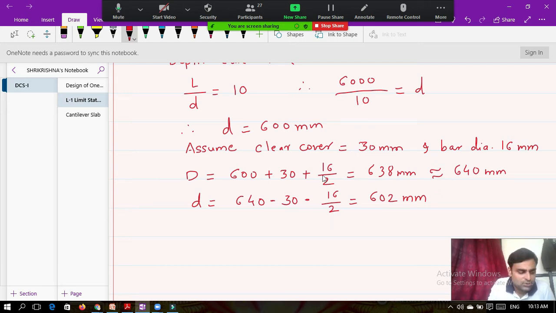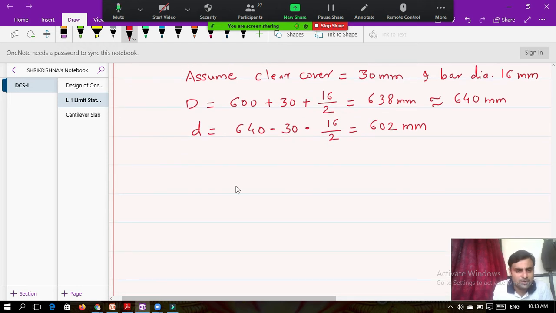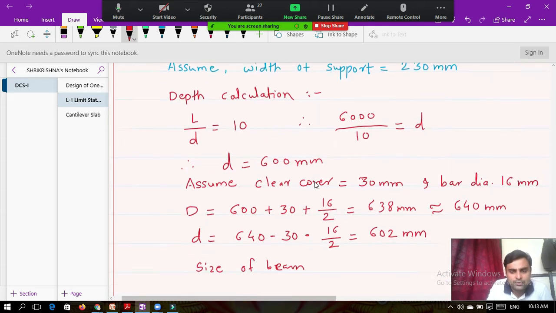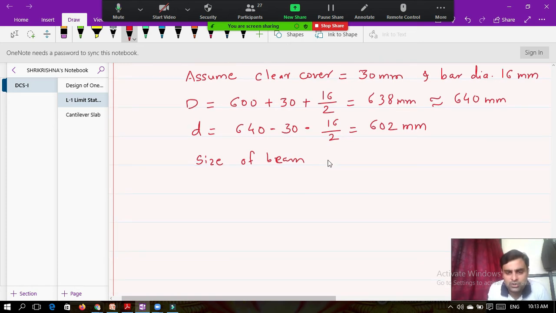Okay, so this is your small d. Now we have got the size of the beam. So what is the size of the beam? What is the width? Width is 250 and depth is 640. So our size of beam is 250 by 640 mm. This is the size of our beam.